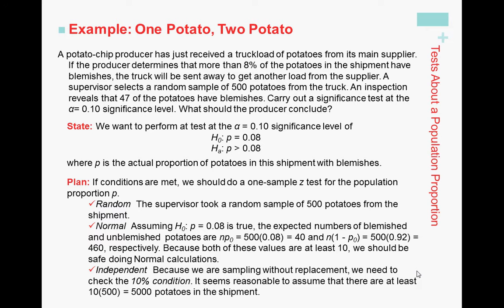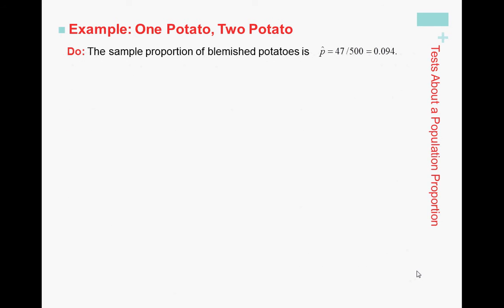Time for do. Got 3 pieces really. First, we show the sample statistic, the sample proportion of blemished potatoes. In this case, it's 47 over 500 equals 0.094. And it is good to show that fraction to make sure they know exactly where you got the 0.094, I mean.